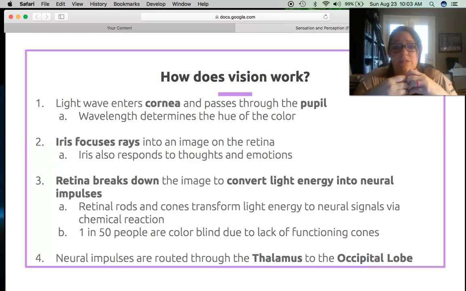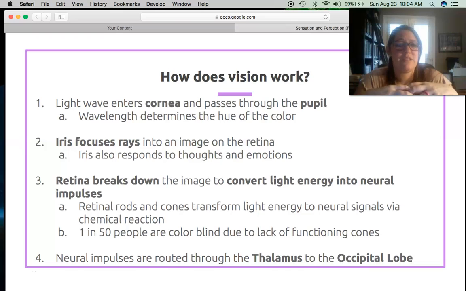Interestingly, our iris also responds to thoughts and emotions to allow us to take in more information. If we like someone or see something shiny and we like it, our iris is going to focus more information or more light to allow us to see it better.